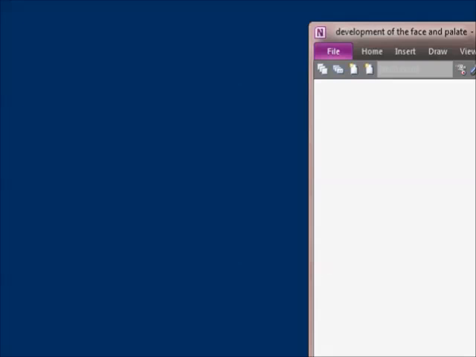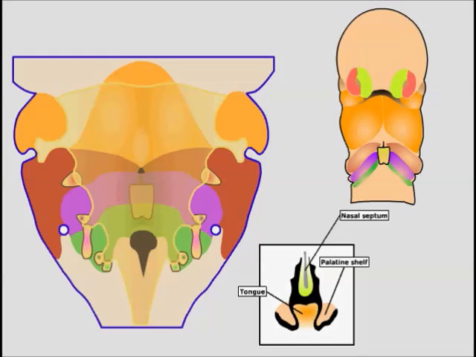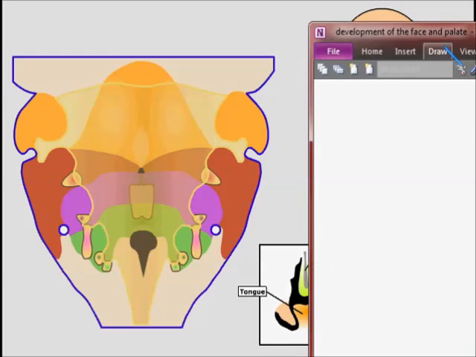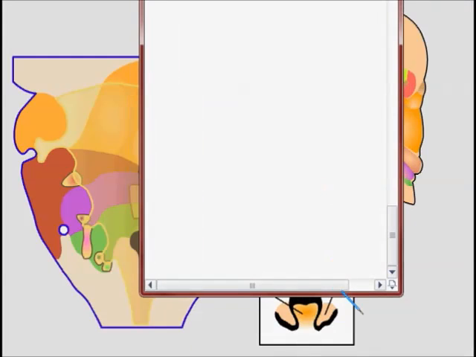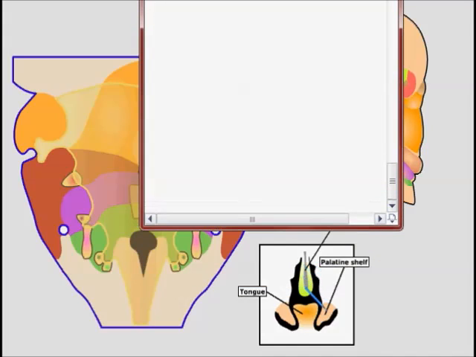So here. What the? Caramba. Okay, here we go. Clicked the wrong one. Alright, so basically, what you have, this little thing here, right? It's your nose.